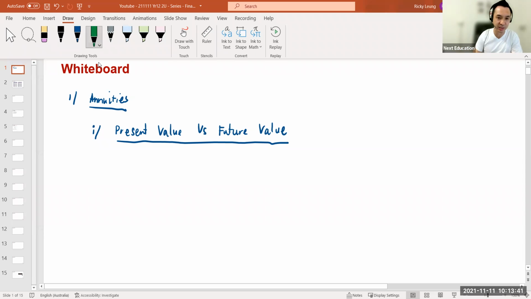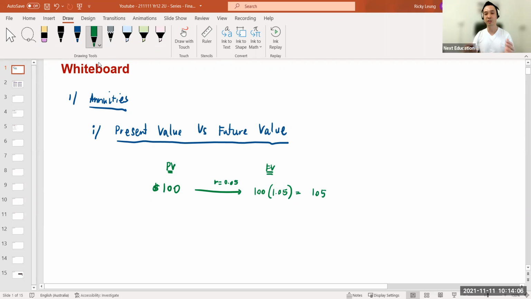The easiest way for me to demonstrate is if I had $100 right now. That $100 right now is present value. If I put this in a bank at 5% interest, the future value becomes 100 compounding at 1.05, which equals $105. That's all well and good.